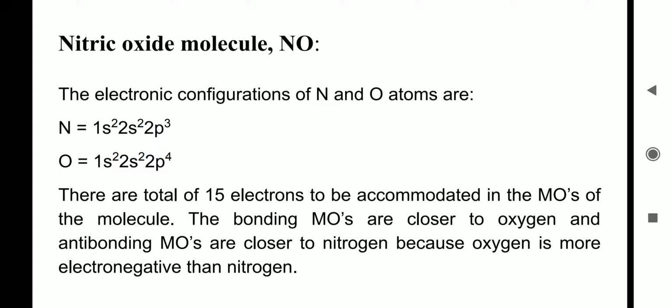In this slide, I have mentioned the electronic configuration of both these atoms: 1s2, 2s2, 2p3 for nitrogen and 1s2, 2s2, 2p4 for oxygen. These are the atomic orbitals in which these electrons are present. Now, while drawing the molecular orbital diagram, what we will notice, as we have seen earlier in the previous slide of the hypothetical AB molecule, is that the bonding molecular orbitals will be closer to oxygen and the anti-bonding will be closer to nitrogen, since oxygen is more electronegative than nitrogen.